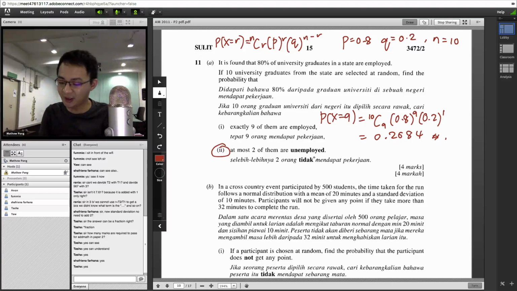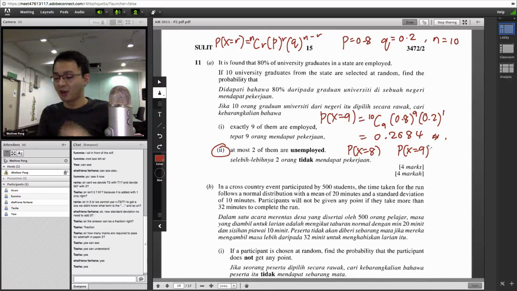So over here, I know if 2 are unemployed, my employed ones will be 8. If 1 is unemployed, my employed ones will be 9. If 0 are unemployed, my employed ones will be 10. Then you add them together. You use the method above, substitute one by one, and then add them together.